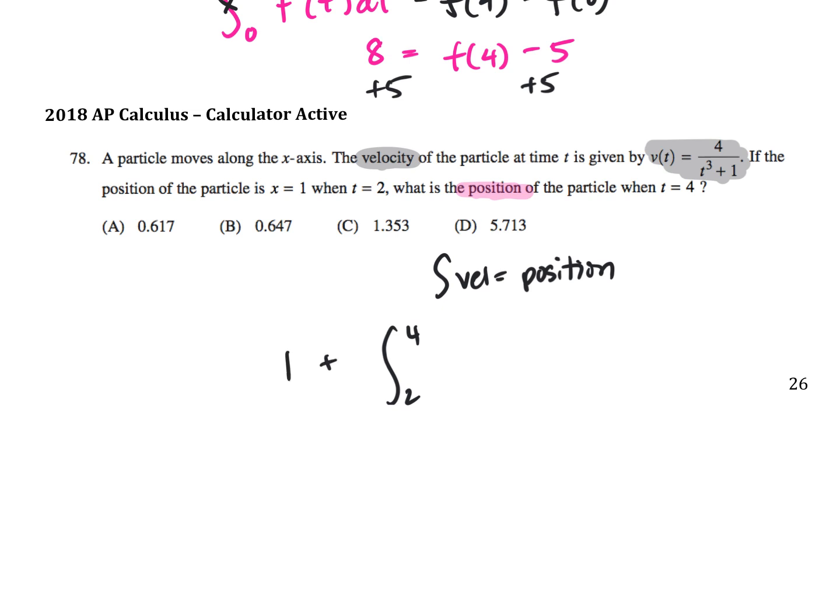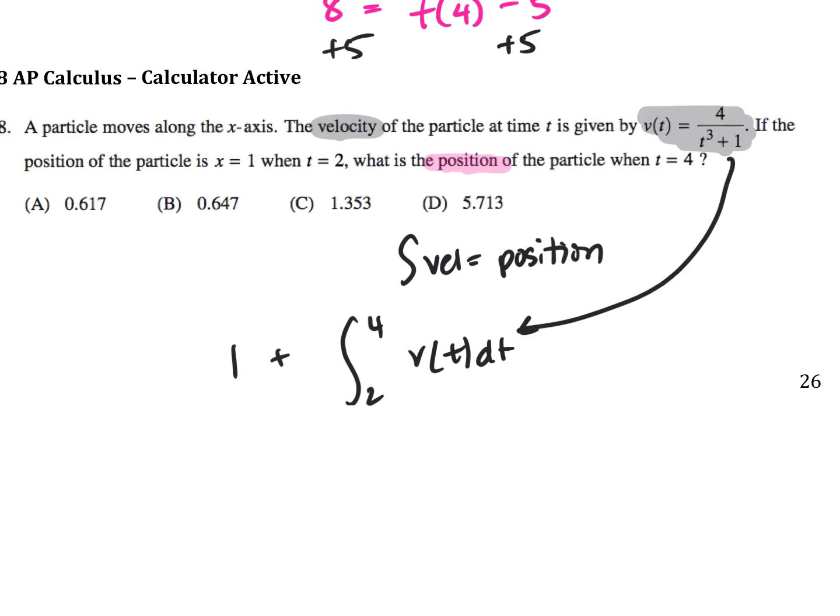Exactly. I'm going to say, all right, if I integrate velocity, and I'm just going to write v of t instead of that whole thing, that's going to get me the distance that I travel from 2 to 4. I hopped in at 2. Where did I start? 1. I'm going to start at 1.